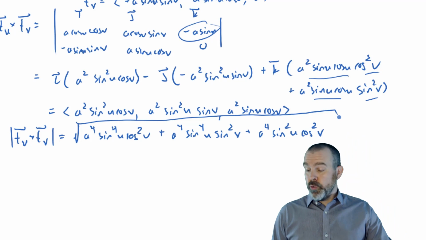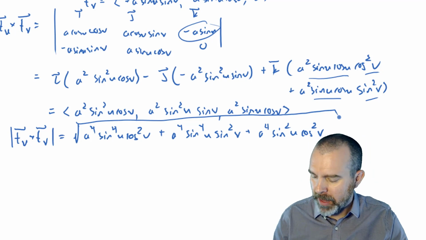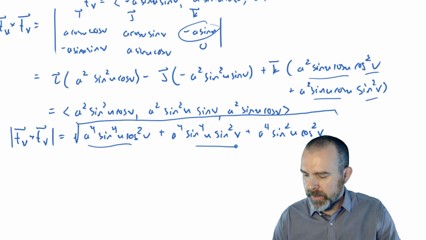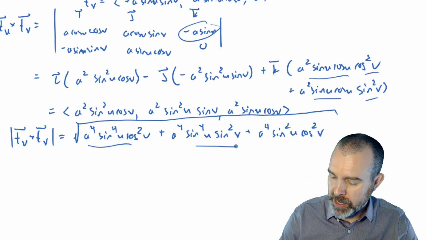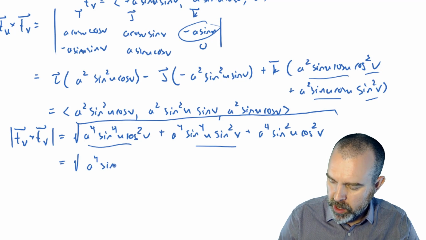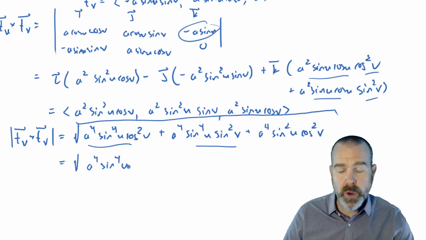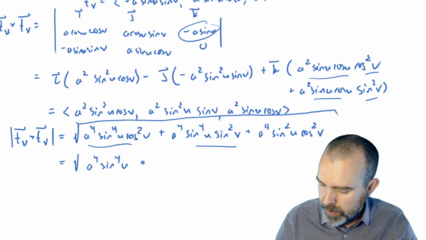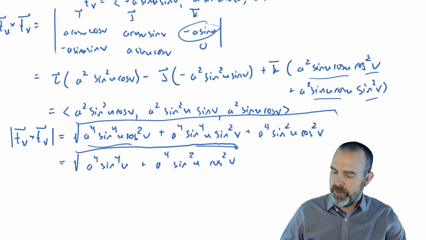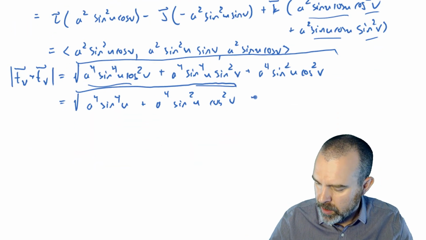Okay, this is great. There is a lot of good stuff happening here. If we look at the first two, they both have an a to the 4th sine to the 4th u. We could factor that out. We would be left with cosine squared v plus sine squared v, which we know is 1. And then we have a to the 4th sine squared u cosine squared v. This is good too, because you can factor out an a to the 4th sine squared u.